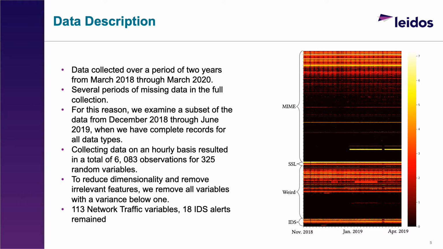And here's just an overall picture of the data. So the data was collected over a period of 2 years. And you can see this is kind of like a temporal heat map where there are several periods of missing data. And for this reason, we chose a subset of the data to look at. And this resulted in around 6,000 observations for 325 different variables. We also did some pre-processing of the data. We removed all the variables with a very low variance. And this resulted in 113 different network traffic variables and 18 IDS alerts.